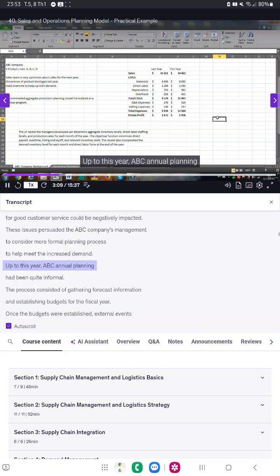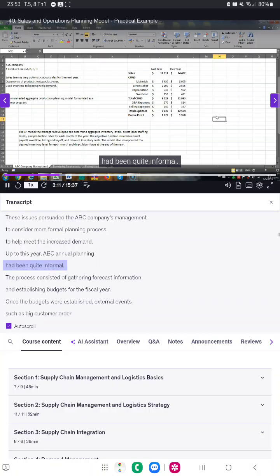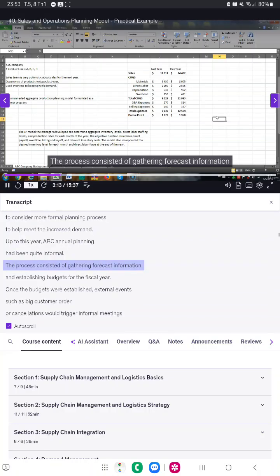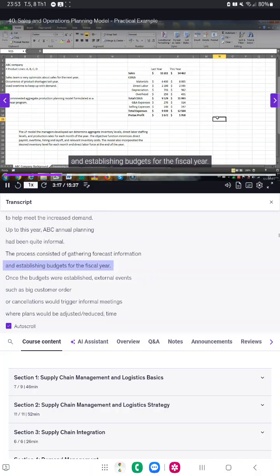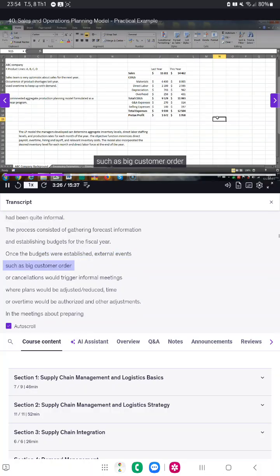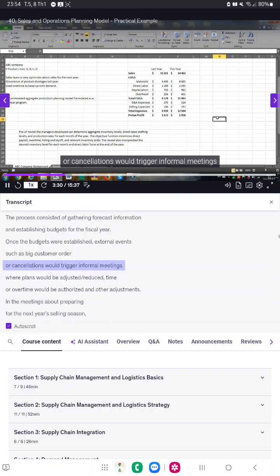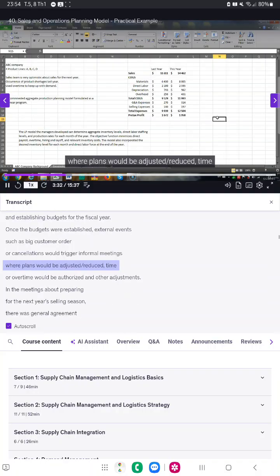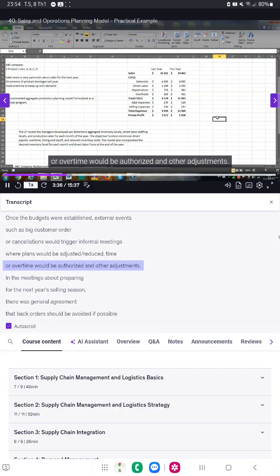Up to this year, ABC annual planning had been quite informal. The process consisted of gathering forecast information and establishing budgets for the fiscal year. Once the budgets were established, external events such as big customer orders or cancellations would trigger informal meetings where plans would be adjusted, reduced time or overtime would be authorized, and other adjustments.